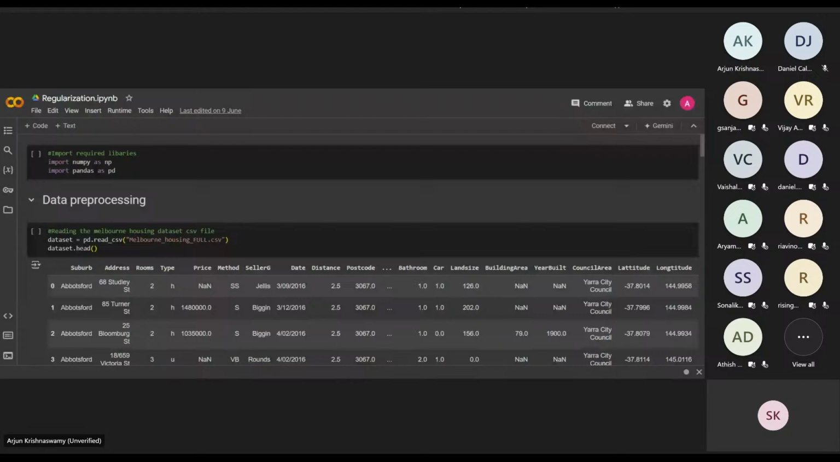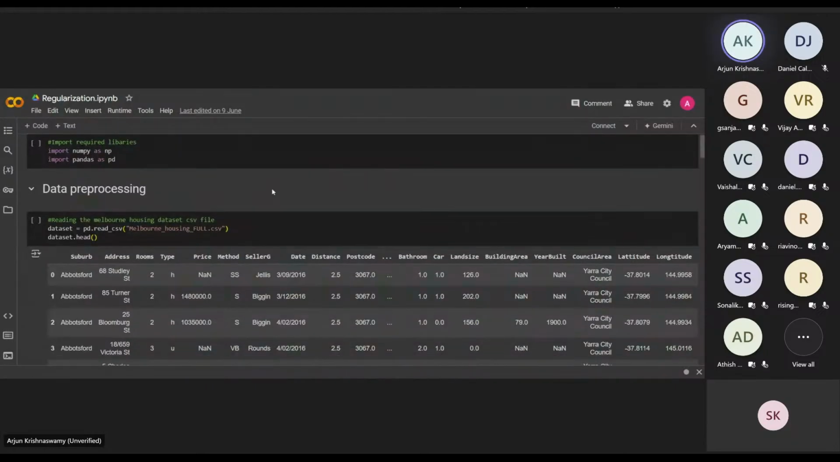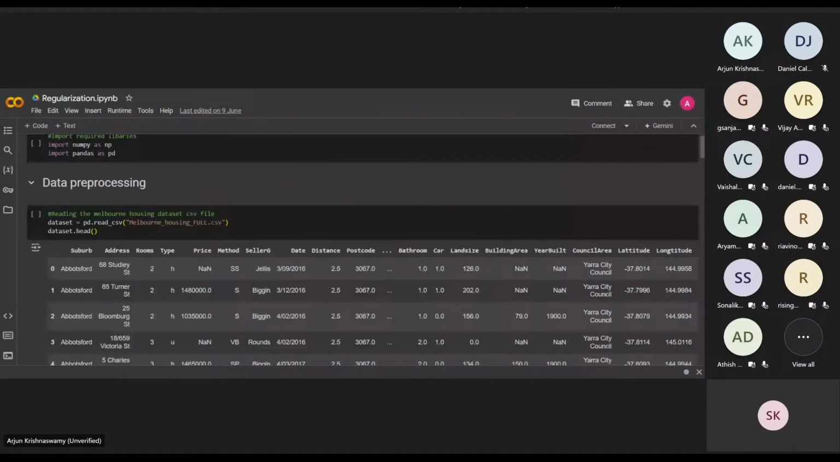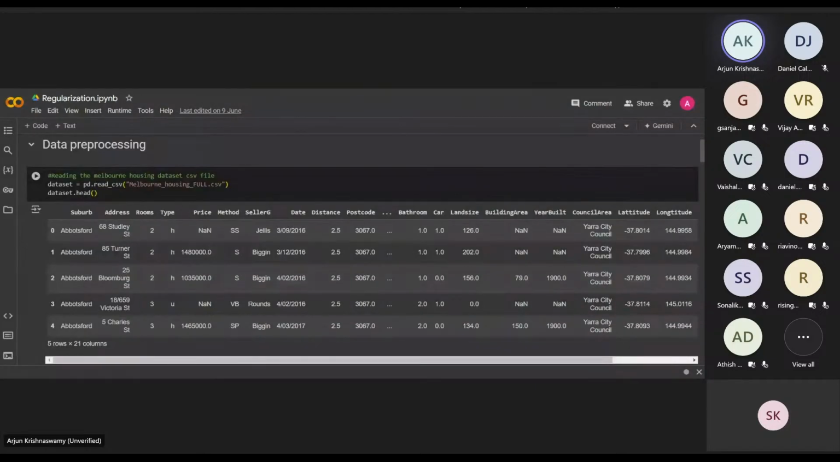So we'll be finding out how regularization improves the accuracy and how it reduces overfitting. We'll be using the Melbourne housing price dataset. First, we need to import the necessary libraries, numpy and pandas, to deal with our CSV file. So dataset equals pd.read_csv. We read our CSV file, which is the Melbourne housing price dataset. I've already shared the dataset, so you can go through it. dataset.head prints the first 5 rows.